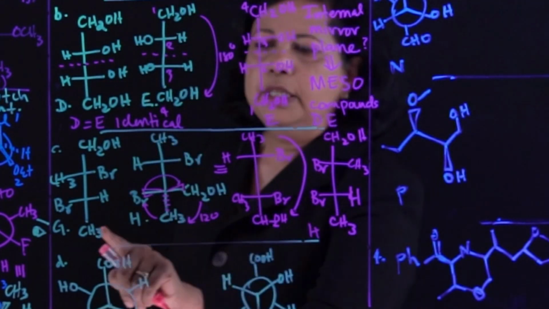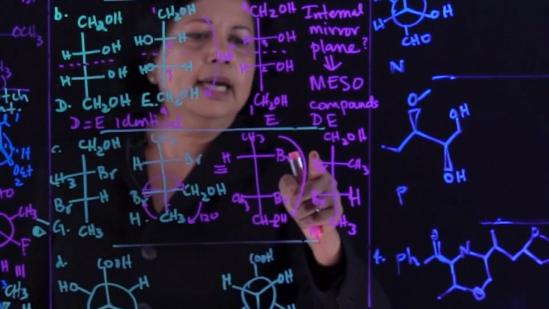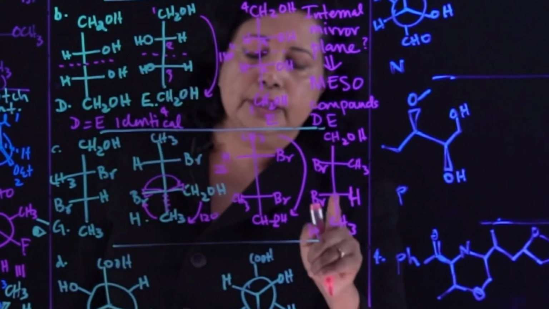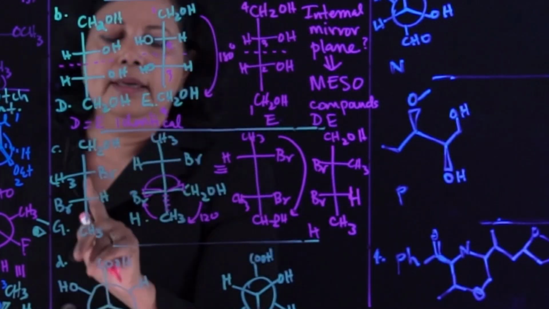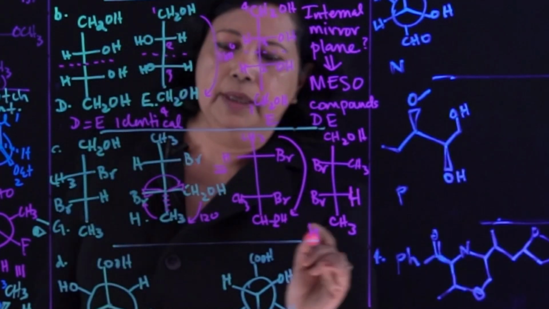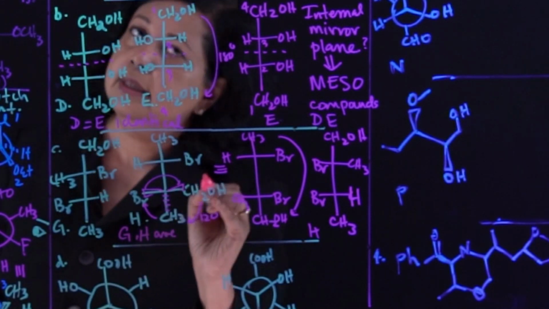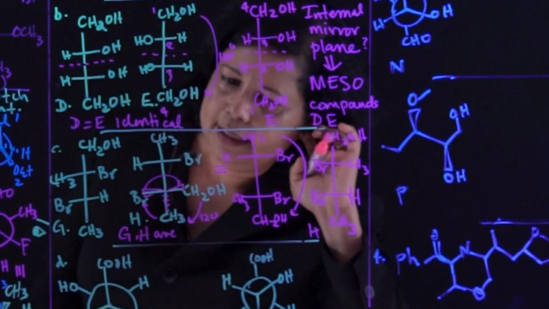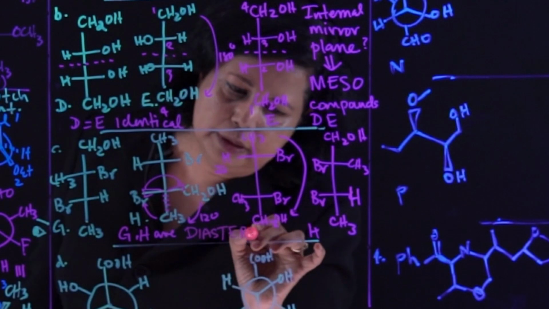Now you can compare G and H right here. Here we have bromines on the opposite side. Here they're on the same side. All the other atoms are connected to the exact same things and they have the exact same formula, and therefore these are stereoisomers and not mirror images. So G, H are, do I hear a drum roll? What is it? Diastereomers. That's correct. Diastereomers.